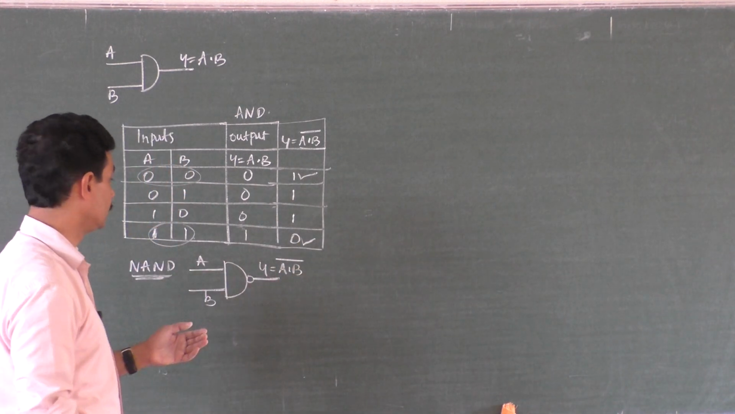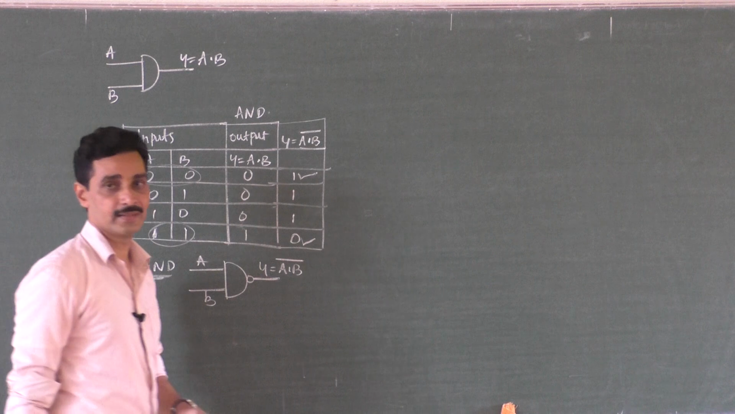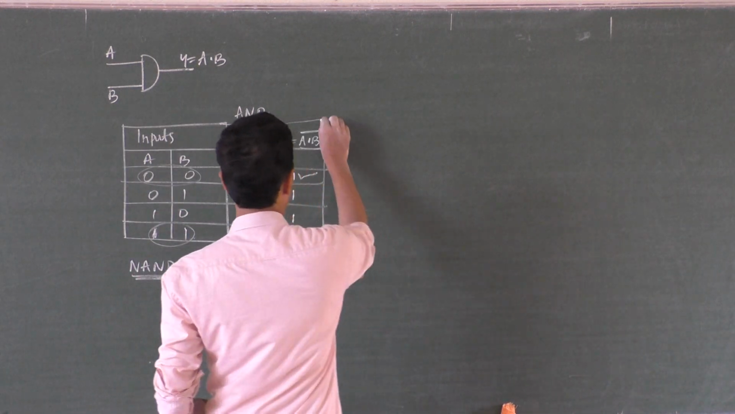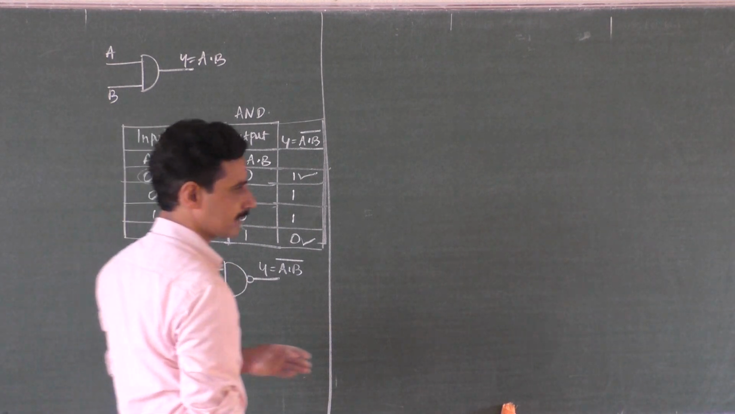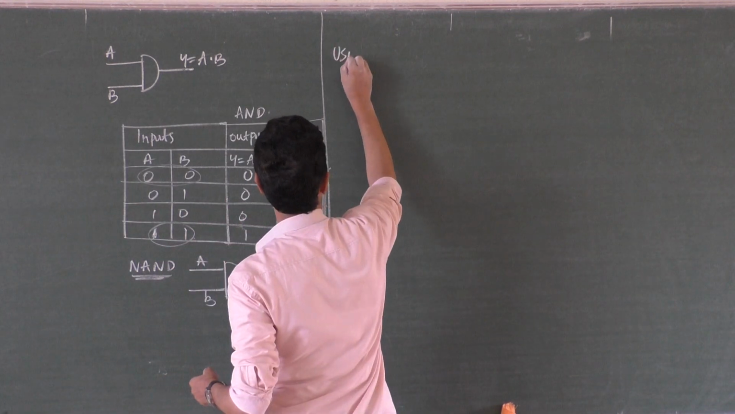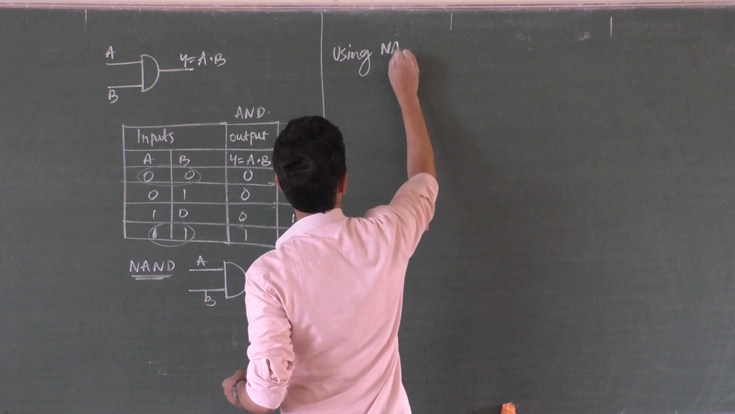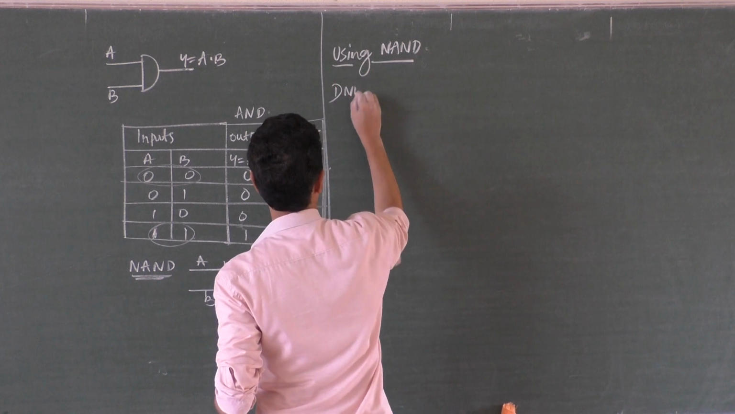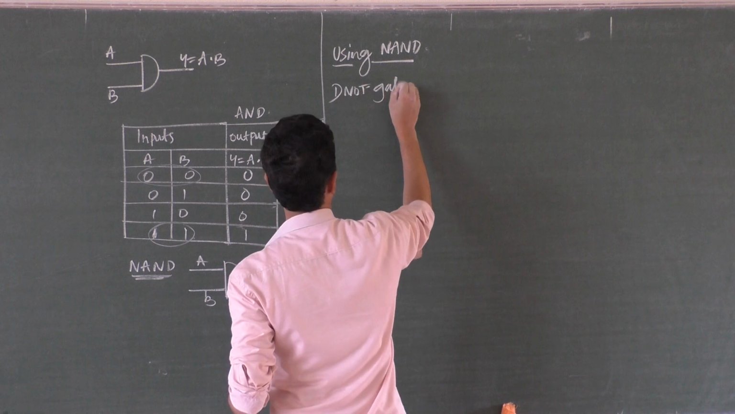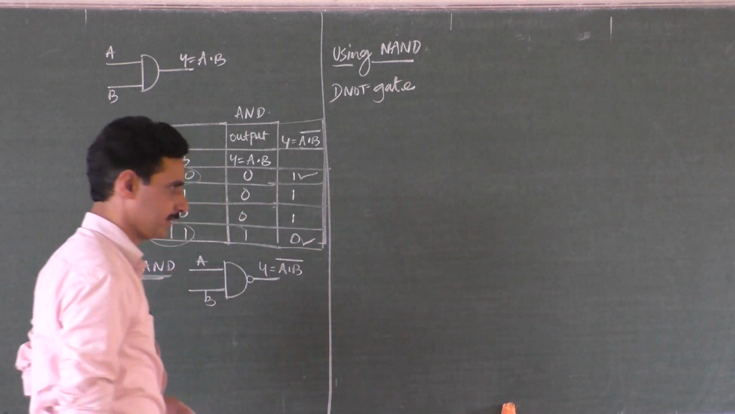What you have to do is, you have to tie the inputs of NAND gates. So using NAND gate, we are constructing NOT gate. Using NAND, construct NOT. NOT gate using NAND gate.